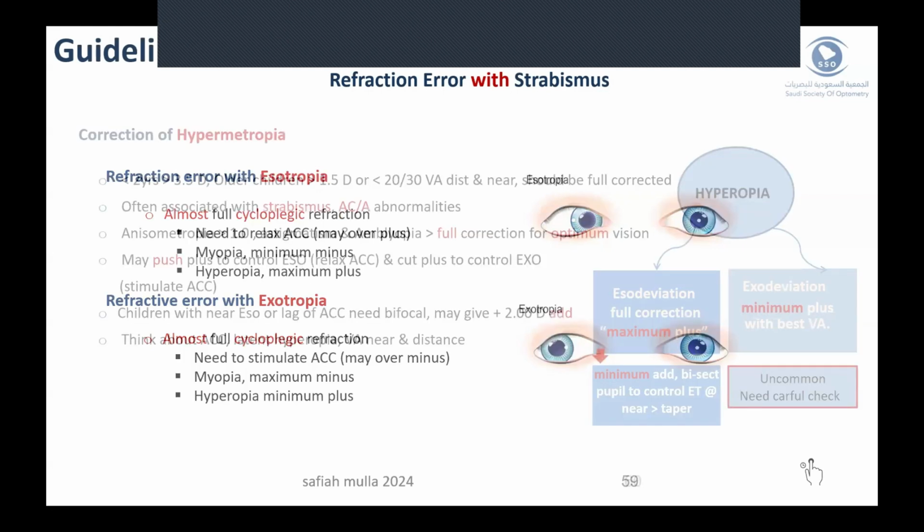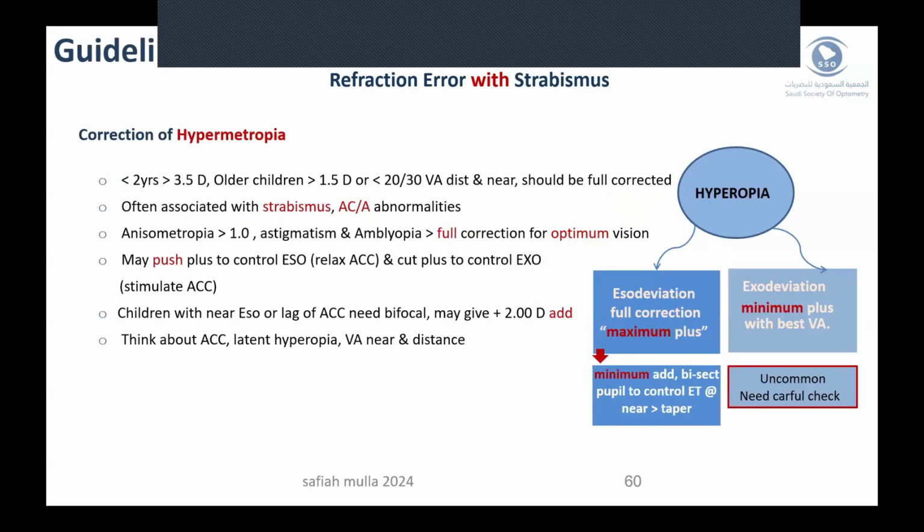Now we're going to talk about the same thing, refractive error with strabismus. Some points you have to consider with hypermetropia. If the child is less than 2 years, you will not correct him until he's more than 3.5 diopter. For older children, they should be more than 1.5 diopter to interfere and do their correction. But as we said, it should be a full correction.